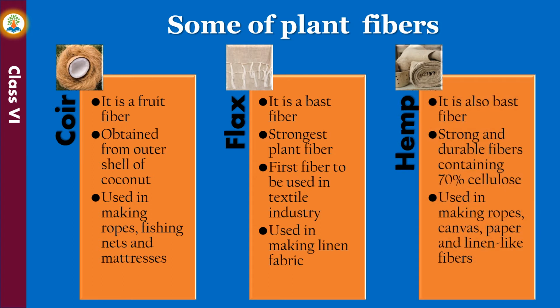Hemp is also a bast fiber. It is a strong and durable fiber containing 70% cellulose. It is used in making ropes, canvas, paper and linen-like fabrics.